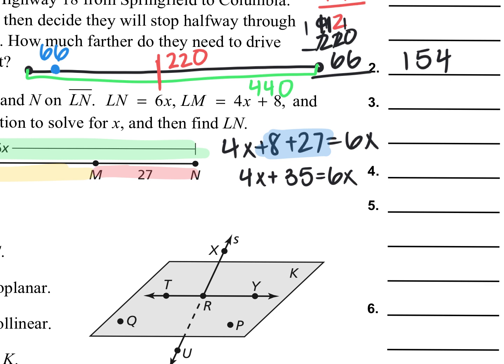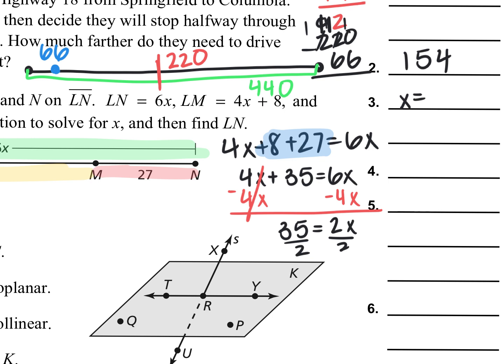Good. I need to get rid of my 4x. I need to move it to the other side to get my x's together. So I'm subtracting 4x from both sides. These are going to cancel out. I'm going to get 35 equals 2x. Divide both sides by 2. X is going to equal, for number 3, 17.5. And then how would I find LN?